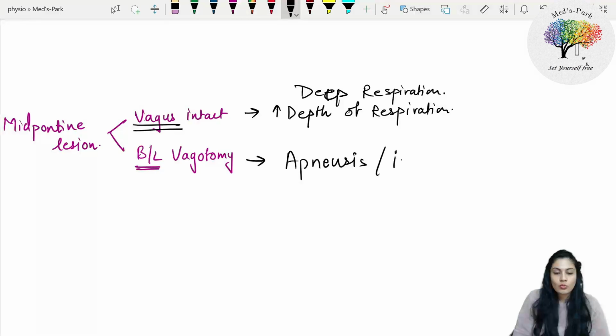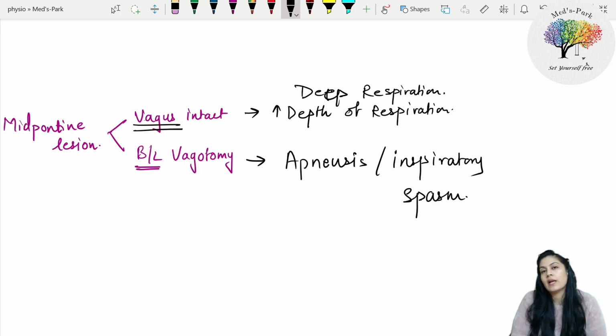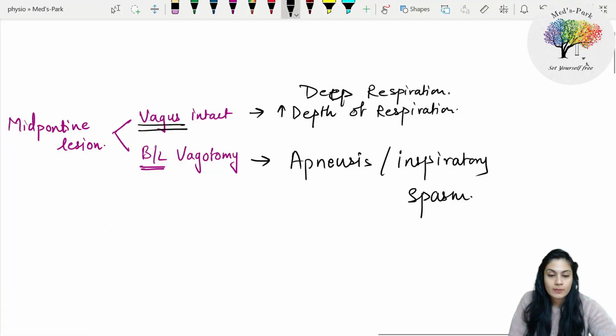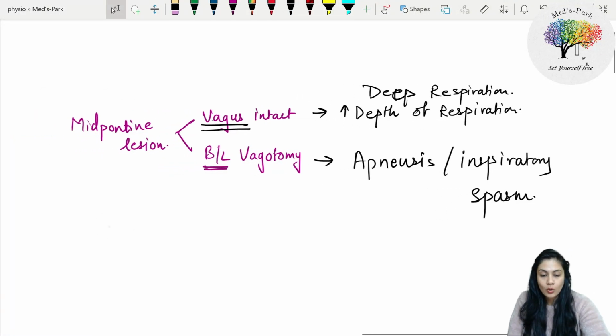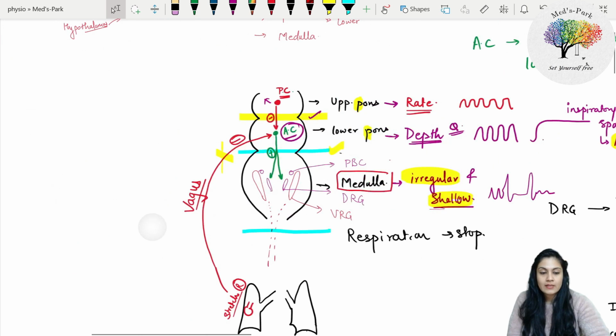The patient is going to go into the apneusis, that is nothing but the inspiratory spasm. The patient will land up in inspiratory spasm, which is again deadly, right? So no expiration will be able to occur over there. Okay, so that is about the lesion.